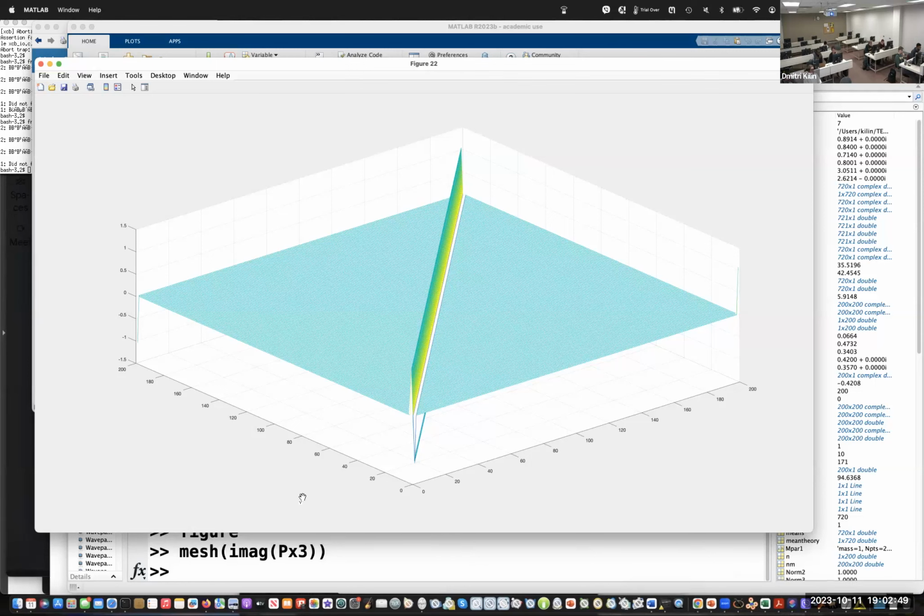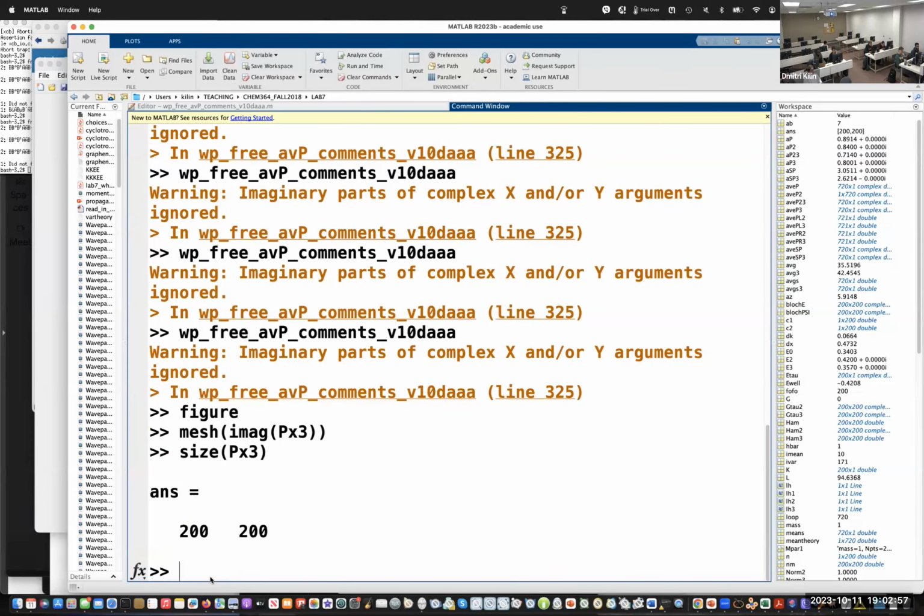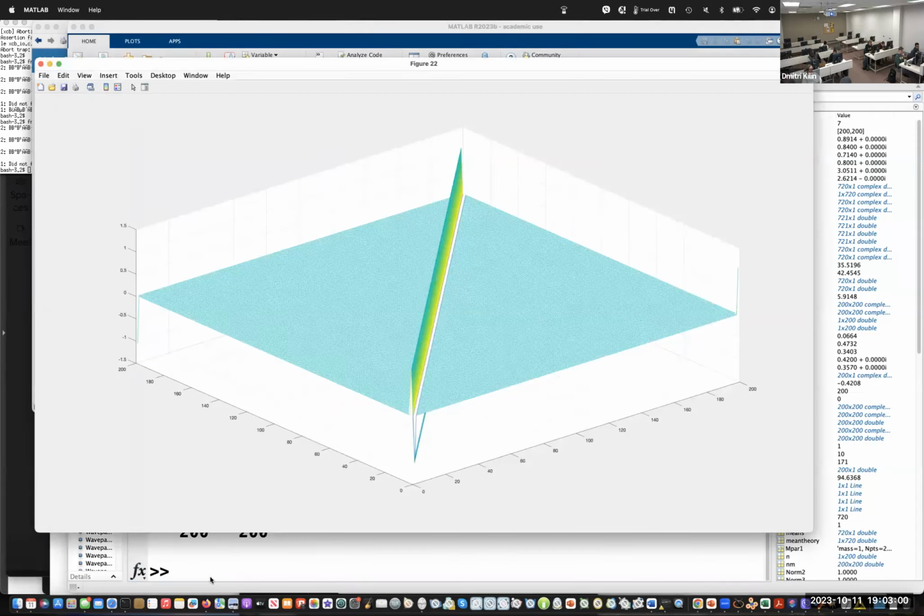If I type size PX3, what do I get? Two, which means there is 2. What's a 200 by 200? Matrix. Arithmetic: 2 by 2 is 4, 100 by 100 is 10,000. So 40,000. So it's 40,000 data points, right? Or is it a matrix 200 by 200.